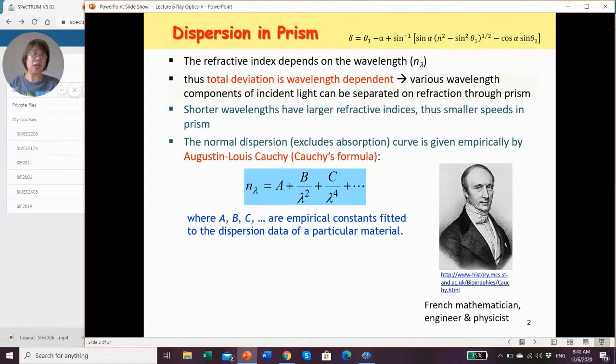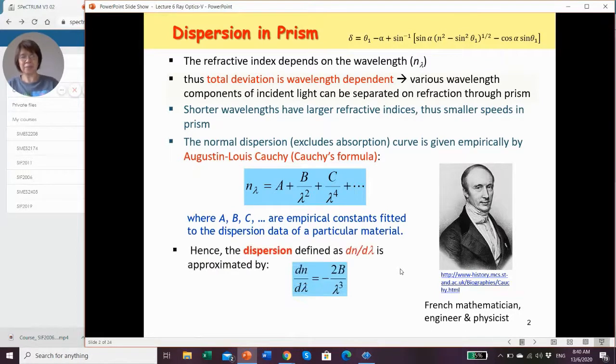And here is Cauchy, who is a famous French mathematician, engineer, and physicist. Dispersion is defined as dn d lambda. So when you differentiate this with respect to lambda, you will get negative 2B divided by lambda to the power 3, negative 4C divided by lambda to the power 5, and so on. Here this dispersion is approximated to only the first term, as the higher powers of lambda will contribute less significantly.